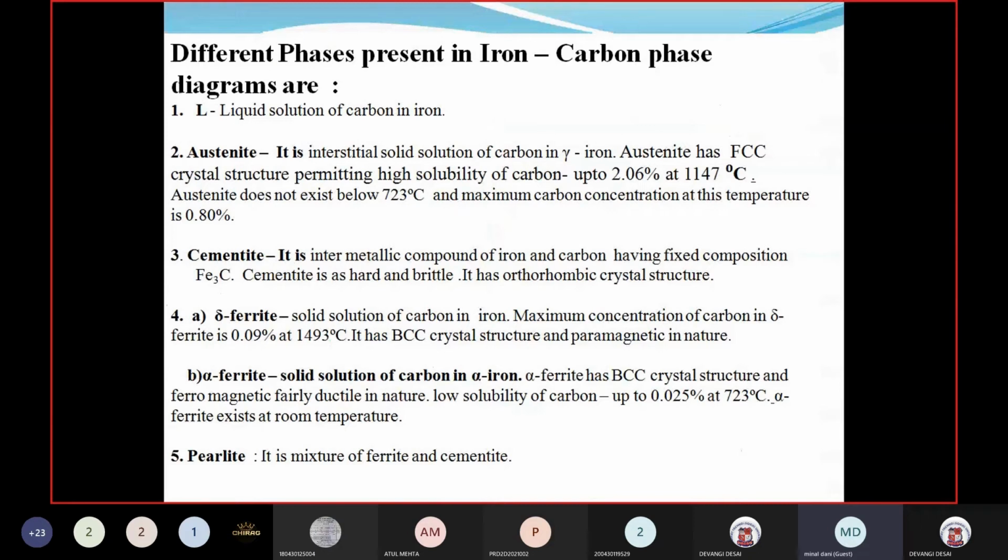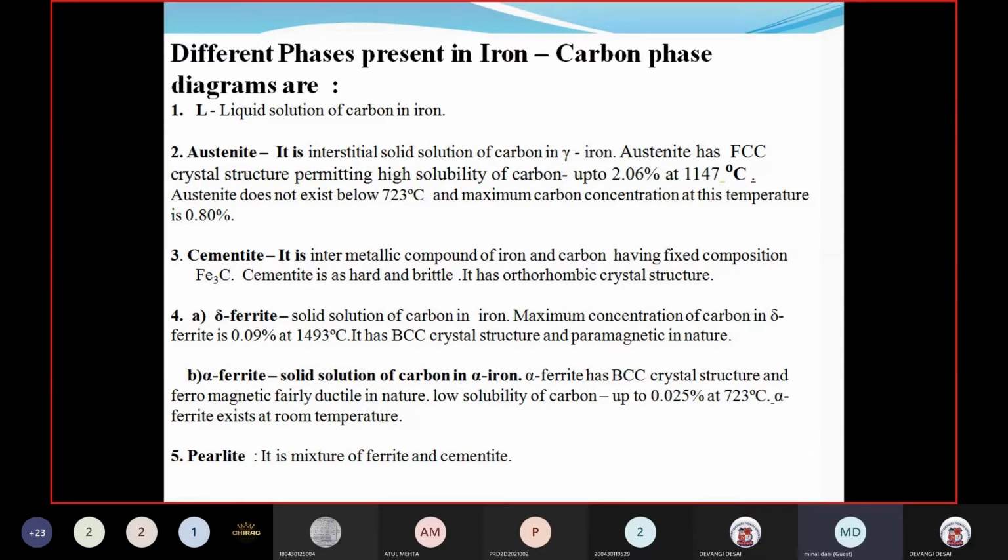So this is about the different definitions that I have explained to you about ferrite and austenite. Your austenite is the solid solution of carbon in gamma iron. As I said, it has the FCC crystal structure, with a solubility of carbon at 1147 up to 2.14. In our diagram they have mentioned 2.14. So your austenite does not exist below 723 degrees Celsius and the maximum carbon concentration at this temperature is 0.8.